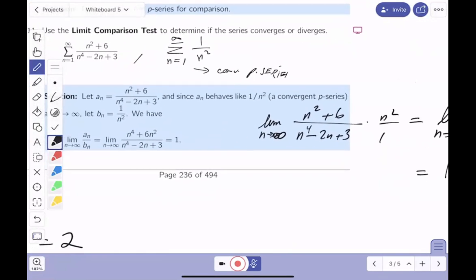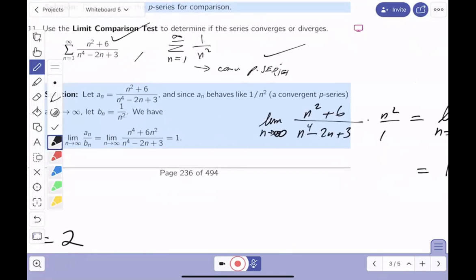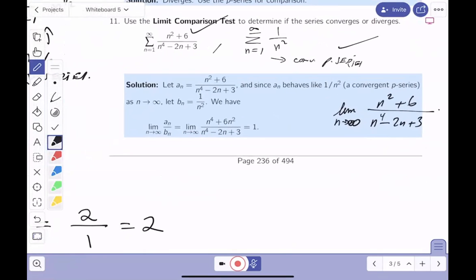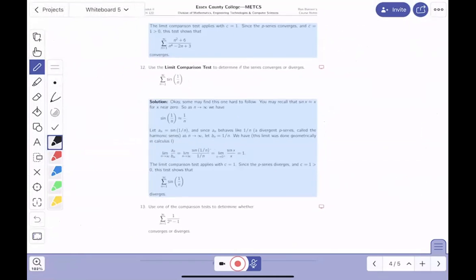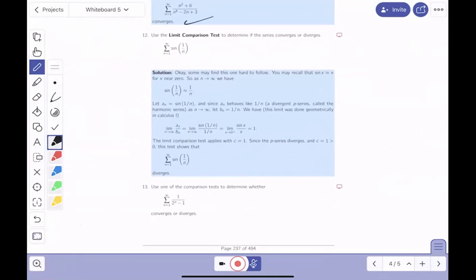So what do I know about this over here? This converges, all right? And this is indicated in your notes, I believe. Let me see, on the next page, hopefully I see the answer. Yeah, converges, all right? Okay, number 12.